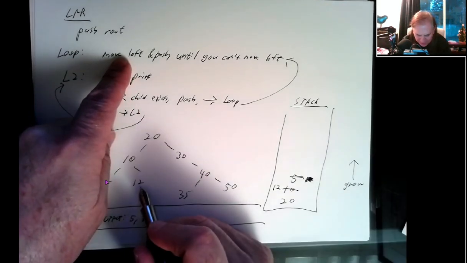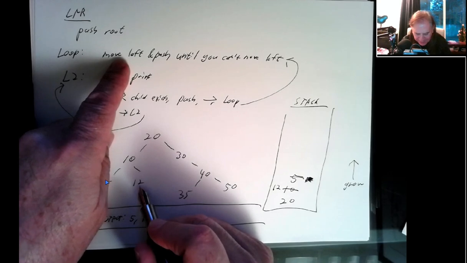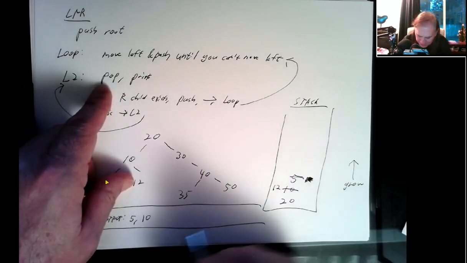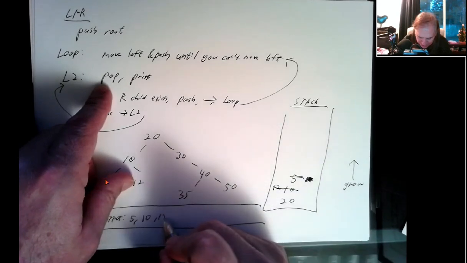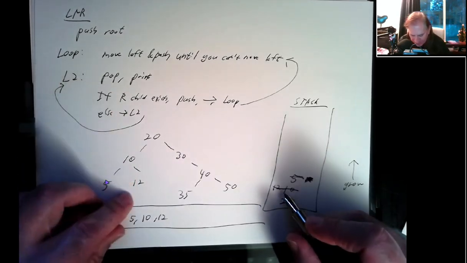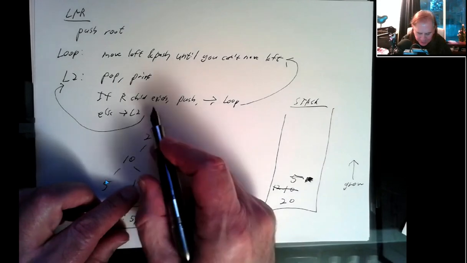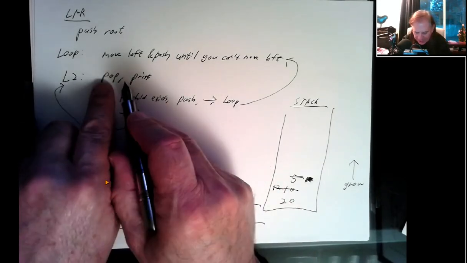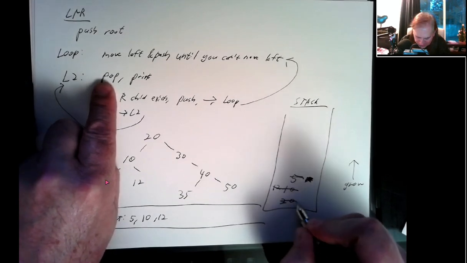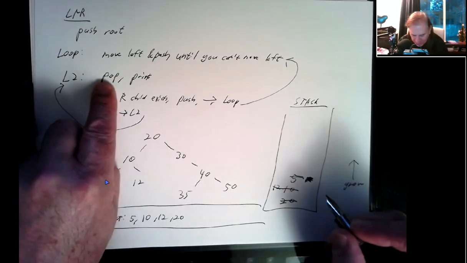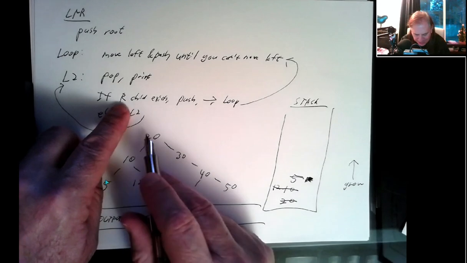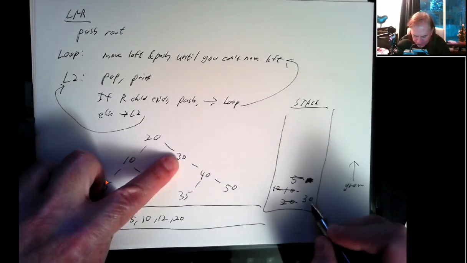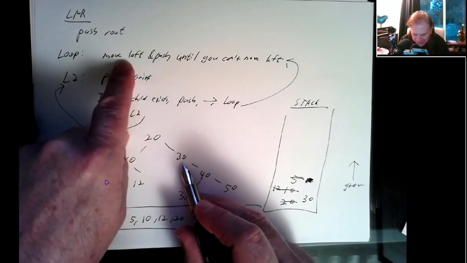And 12 says move left until you can't move left any further. Well, we can't move to the left of 12. So we come to L2, which says pop that and print it. And if 12 had a right child, we would push it and go to loop, but it doesn't, so we go back to L2. And L2 says pop the top of the stack, which is now a 20, and print it. And then if 20 has a right child, well, it does, push that onto the stack. So now we push a 30 on the stack, and we go back to loop.